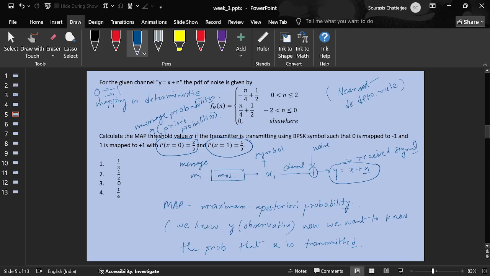But your probabilities change when you have the knowledge of the received signal. That's the issue. You have some prior knowledge that with probability 2 over 3, 0 is transmitted, or with probability 1 over 3, 1 is transmitted. But once you have this received signal, your probabilities can change, and that is what we call maximum a posteriori probability. That is, the probability is conditioned on the knowledge of the received signal. That is what we are going to find here. So let me introduce a slide.